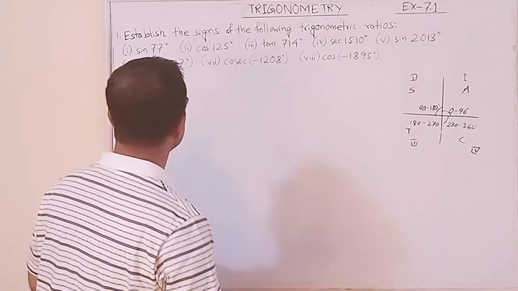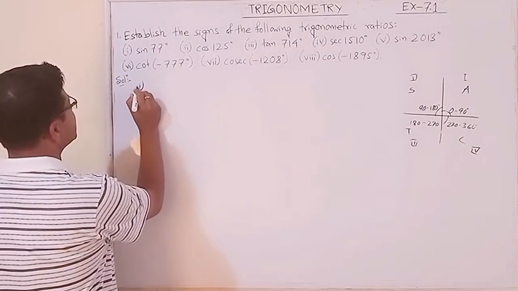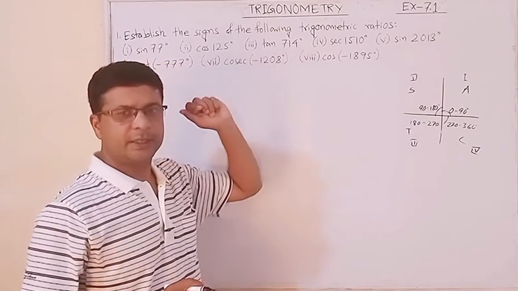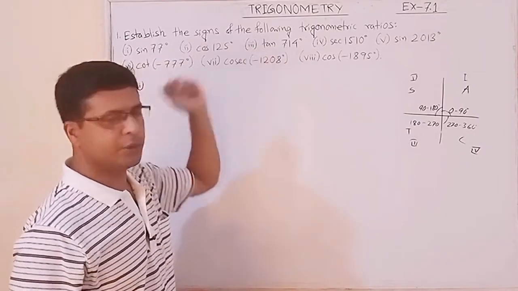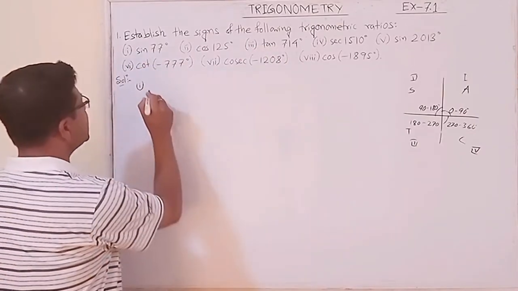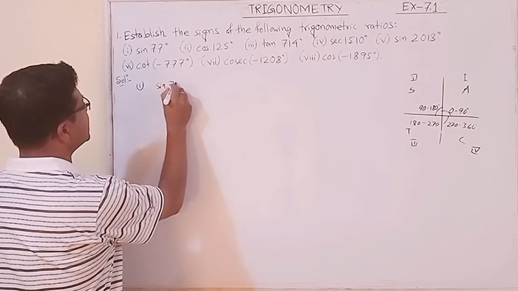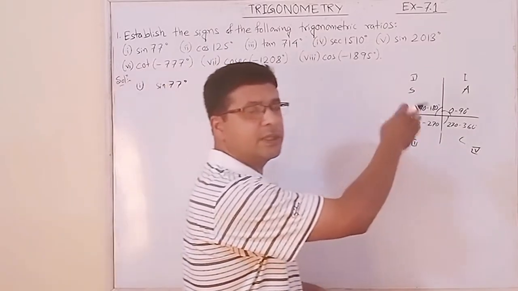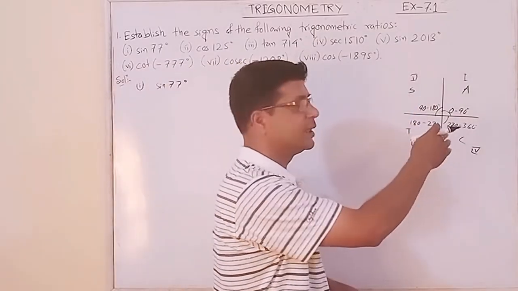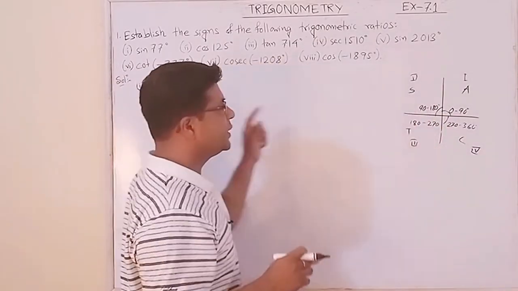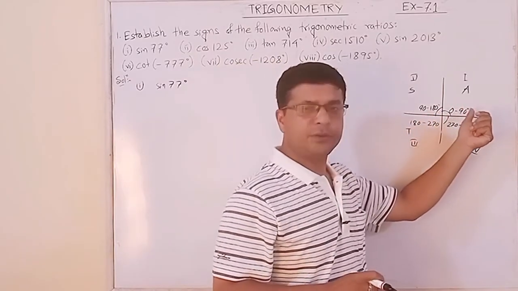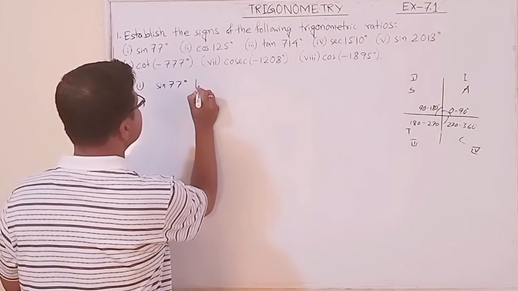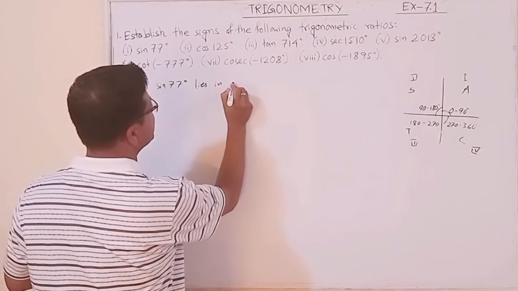Now number 1, at first we can easily say the sign if we know the position of this trigonometric ratio. That means suppose sine 77 degree. Now where does it lie? It lies in the first quadrant, second quadrant, third quadrant or fourth quadrant. Now you see sine 77 degree is in between 0 to 90 degree, that is, it lies in the first quadrant.